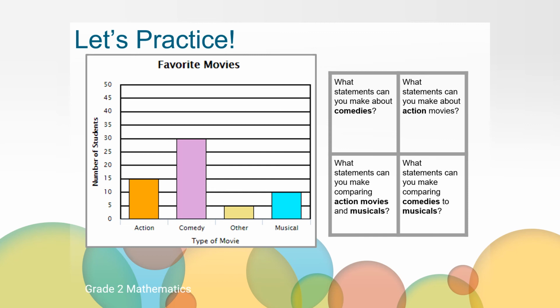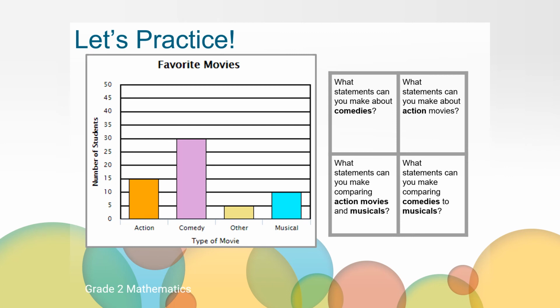Here are the final missing pieces to the graph. Were your predictions right about the final category? Now we know the last category of movies is comedy. We can also see now that this graph is about favorite movies by looking at the title.